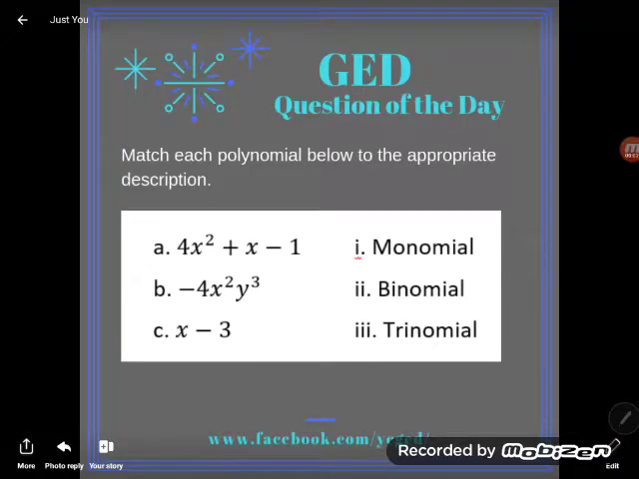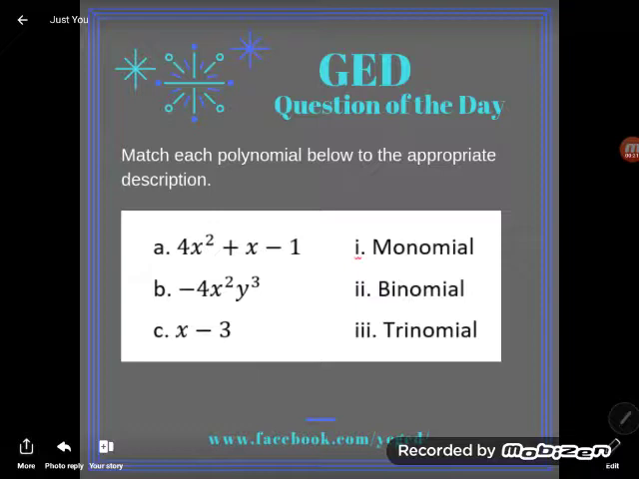Hey GED students, it's GED question of the day, and again I'm looking at the vocabulary related to what we call polynomials, which definitely do show up on the GED. The problem is a lot of students read the directions and go, I have no idea what you guys are talking about. So it's really important to understand this vocabulary. So let's take a look.